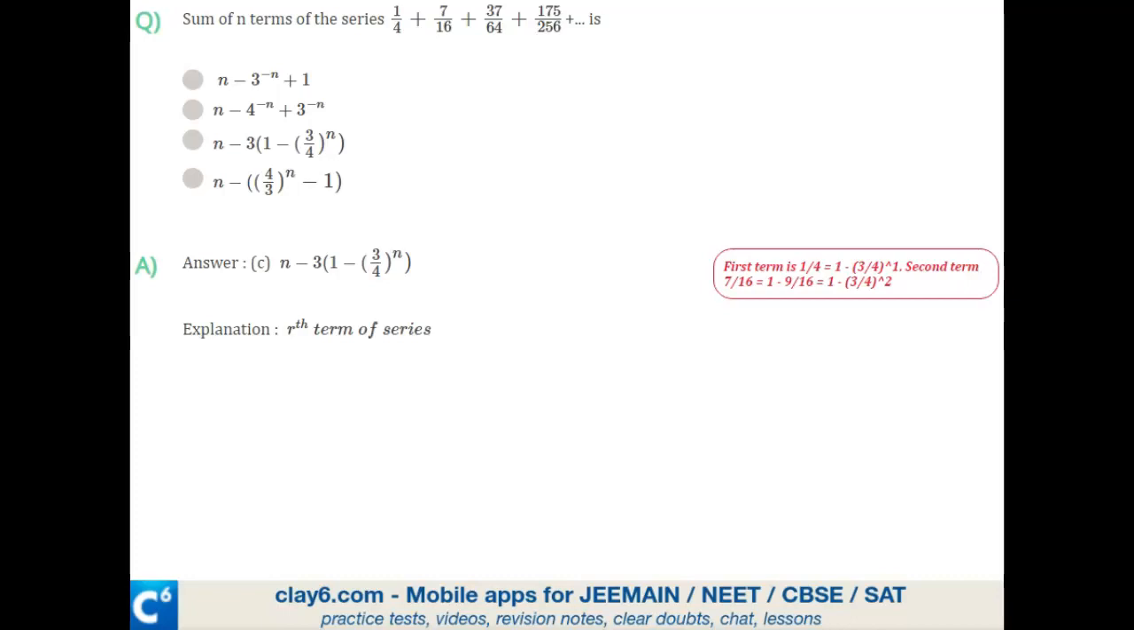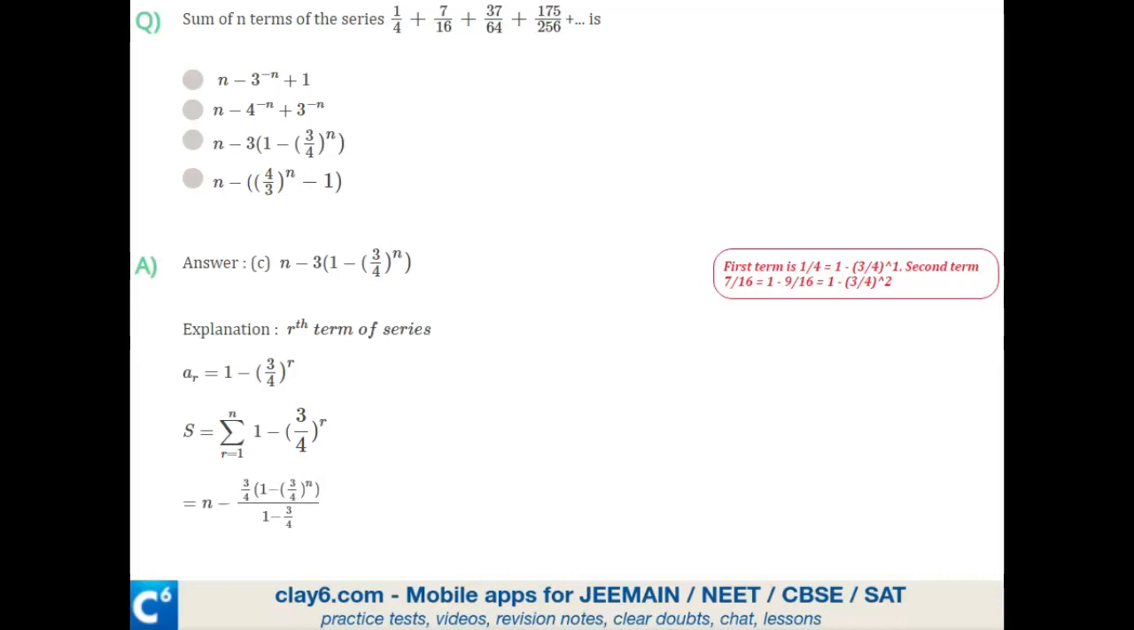And there we have got the idea that the general term can be written as 1 minus 3 by 4 power r. Right there, now we know the generic term is 1 minus 3 by 4 power r. So how do we then go about doing it? All we have to do now is take the summation of 1 minus 3 by 4 power r from 1 to n, because the question is to sum up to n terms.